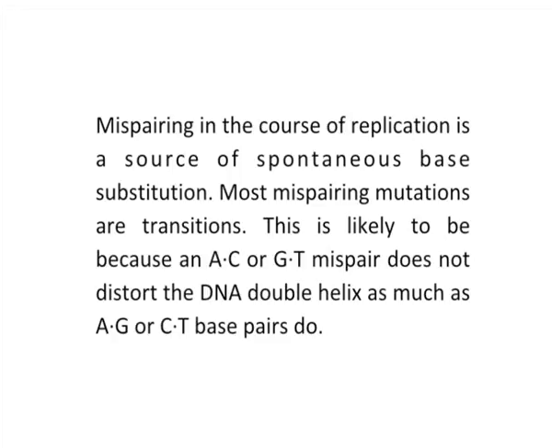Most mispairing mutations are transitions. This is likely to be because an adenine to cytosine or guanine to thymine mispair does not distort the DNA double helix as much as adenine to guanine or cytosine to thymine base pairs do. However, transversion also can occur through mispairing. Replication error arises due to low fidelity of DNA polymerase or an error in the proofreading activity.